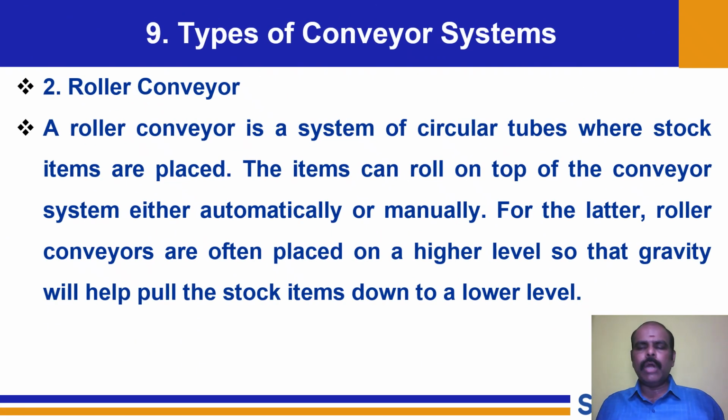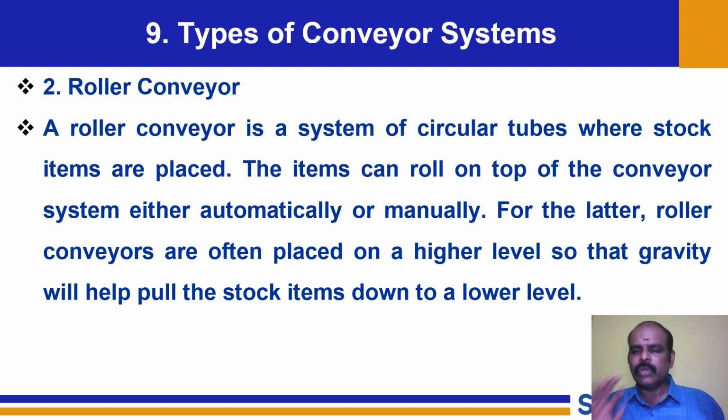Second, the roller conveyor. The first half was with respect to the belt conveyor. Now the roller conveyor. The roller conveyor is very simple. It is going to have circular tubes. In the earlier case, there was a driver, there was a driven, and in between we had idlers, and this belt material was sufficiently tensioned by means of these adjustable idlers.